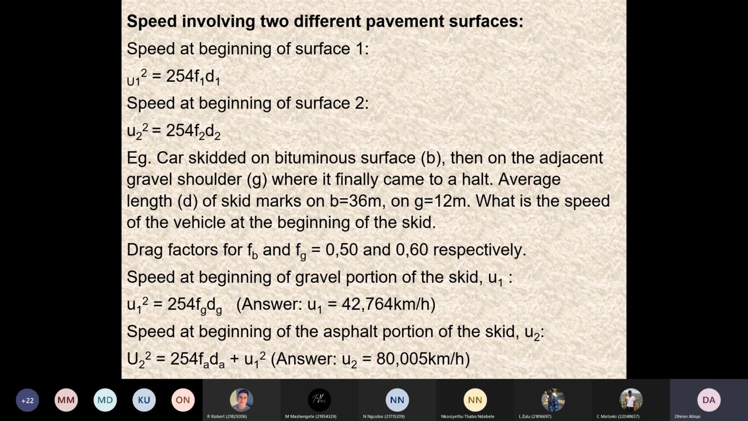Obviously, you would expect the speed at the asphalt section to be higher, because you're moving from the asphalt section to the gravel section. By the time you get onto the gravel section, your speed would have reduced drastically, and you can see it has reduced from 80.005 to 42.764. Okay, so you have a further 2 minutes to quickly check and verify those answers.